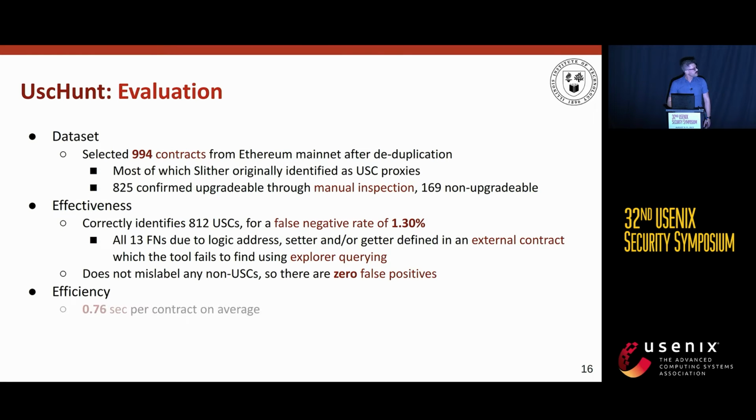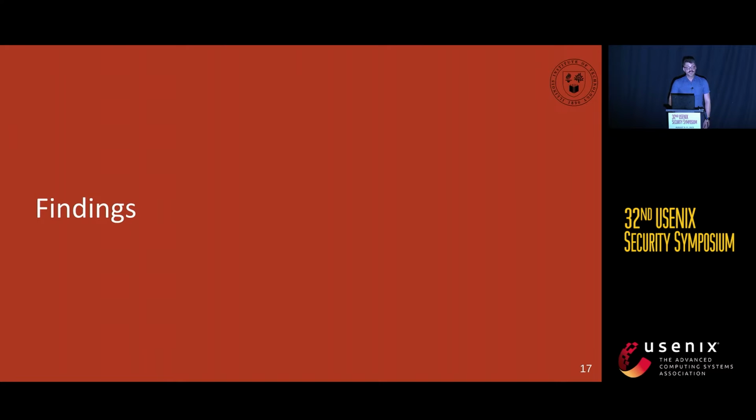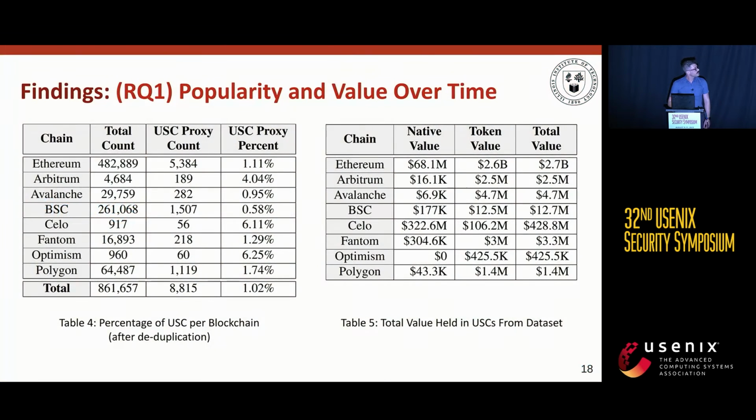We also evaluated efficiency and found that it took about 3/4 of a second on average to evaluate each contract, and over 83% of the contracts we could evaluate in under a second. So fairly efficient as well. Moving on to the important part, our findings.